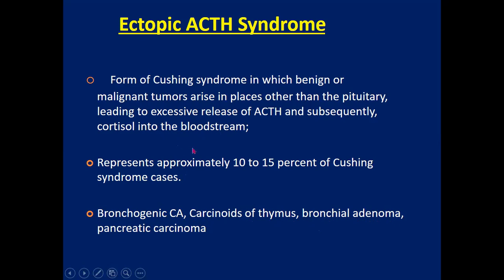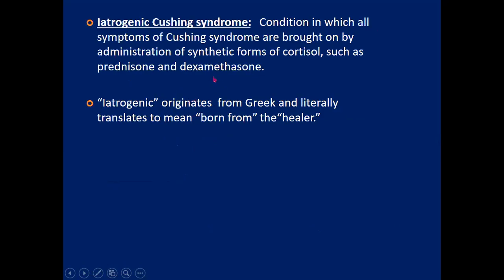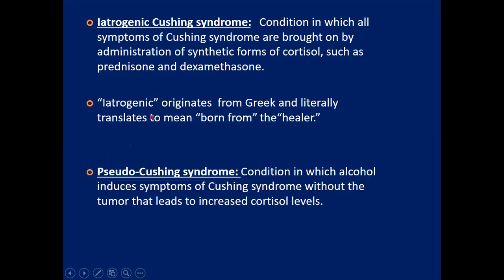If you have to write down the different causes of Cushing syndrome, you have to write all these three major causes. Then iatrogenic is the condition in which symptoms of Cushing syndrome are brought on by the administration of synthetic forms of cortisol, such as prednisone and dexamethasone, used for the different diseases I told you about, like asthma, rheumatoid arthritis, and other inflammatory or autoimmune diseases. It originates from the Greek, literally meaning coming from the healer.